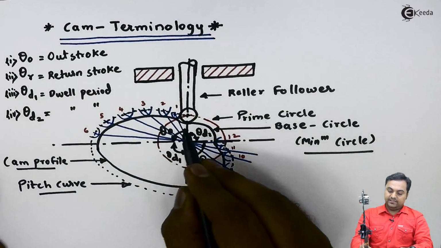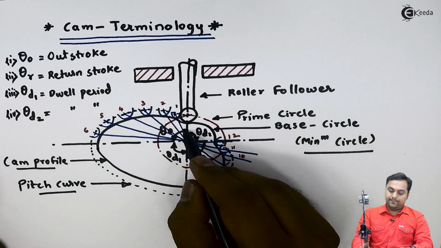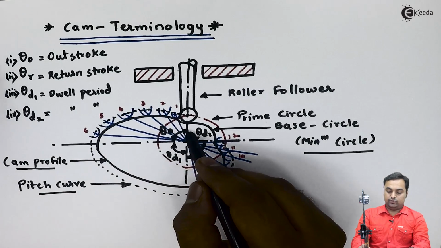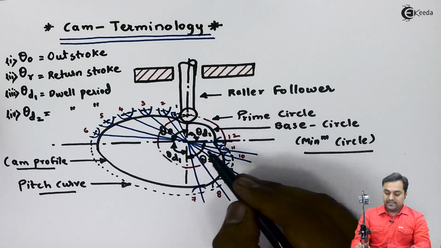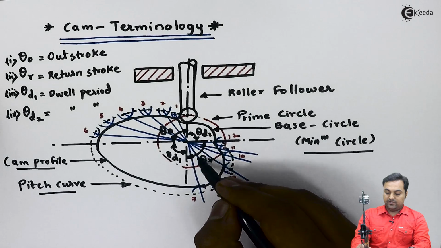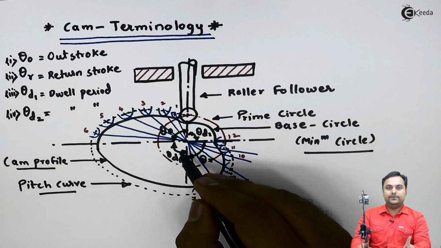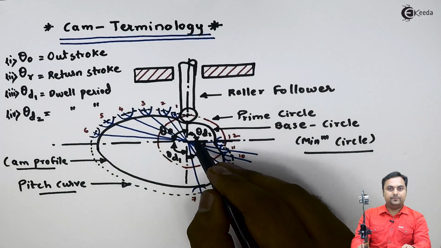So here I can see that from the center of the cam, I have denoted theta O. It means it is outstroke for this much amount of angle. Next, here I have denoted theta R. It means this is the return stroke. Theta D1 is the dwell period first. Theta D2 is the dwell period 2.